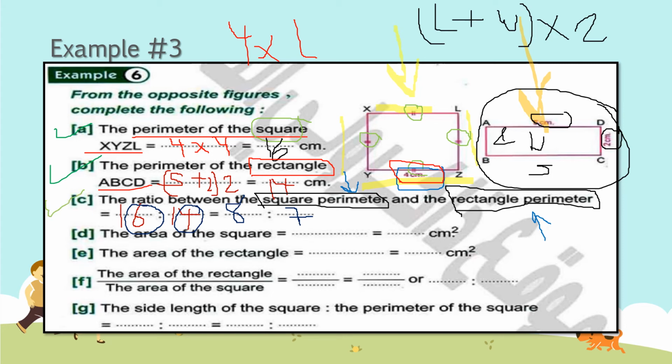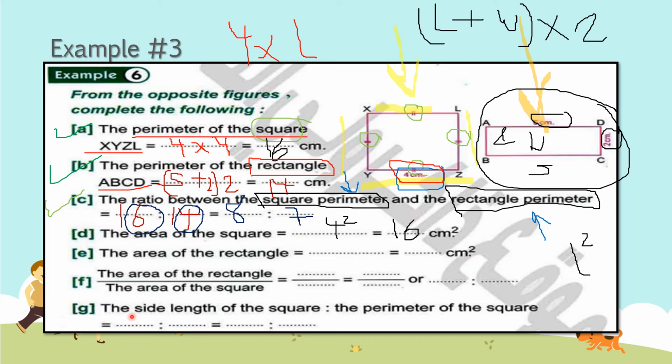So here we need the area of the square now. He wants the area of the square, and as you can see, here's the square, which is XYZL. We know that the area of a square is length squared. So where is the length? It is 4, and 4 squared, or 4 times 4, is 16. So it's going to be 16 centimeters squared.